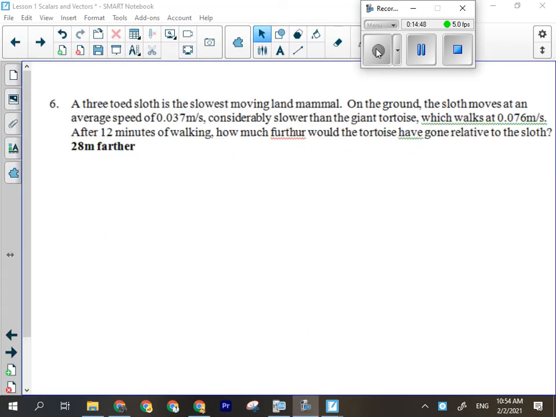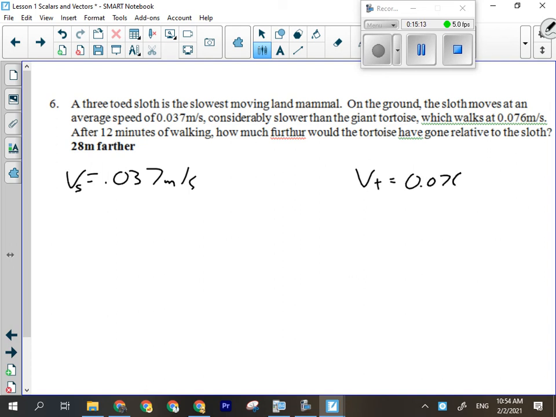Okay, so for number 6, they're telling us information about both the sloth and the tortoise, right? Okay, so we've got the sloth here, that moves at an average speed of 0.037 meters per second, so that'll be the sloth, and then we know the speed of the tortoise as well, that is 0.076 meters per second.